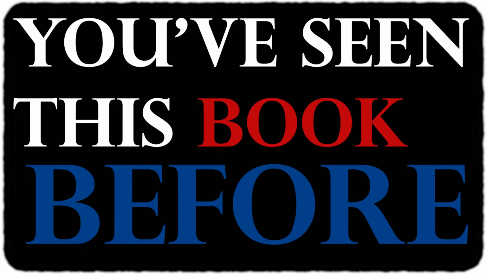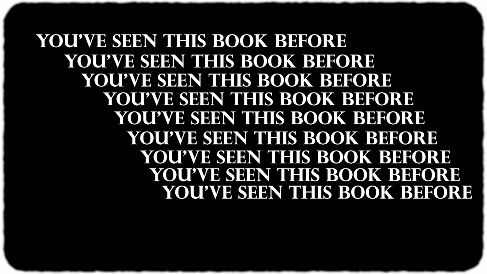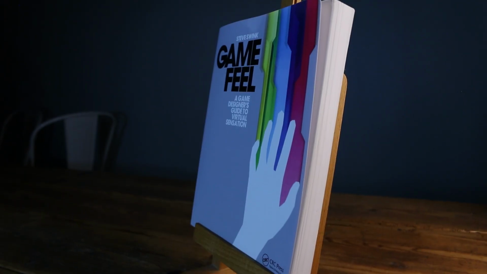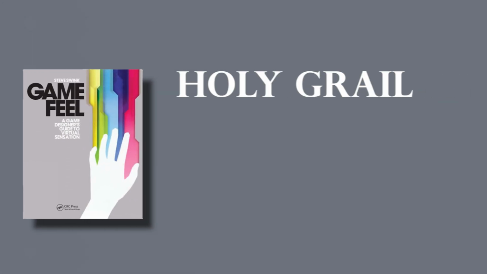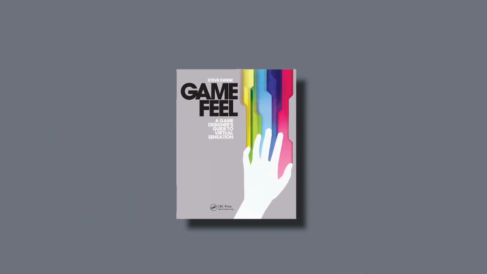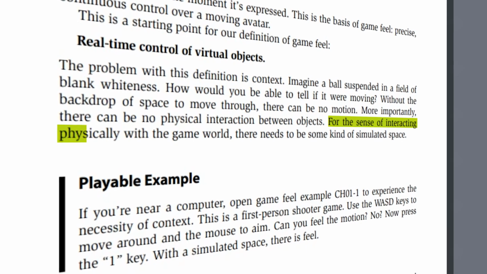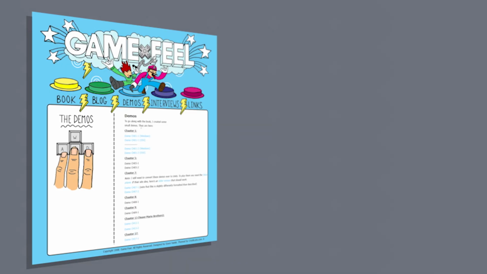You've seen this book before, right? In case you haven't, this is the holy grail of video game design books. But why? Well, because of this, it has playable demos. Let's say you read this and you're not quite sure what it means. All you have to do is go to the website and download the playable examples.